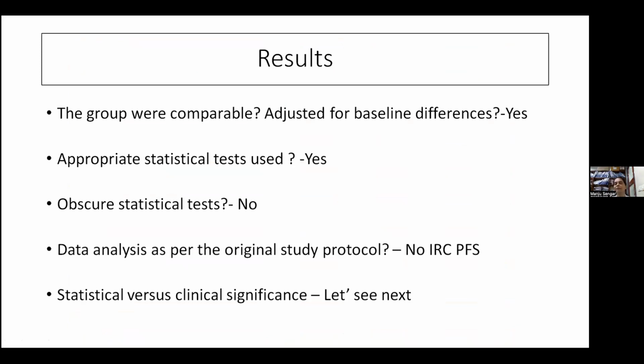And if they were not comparable, has the final analysis accounted or adjusted for all these differences or not? Were there appropriate statistical tests, or were there any obscure statistical tests? Because if there are obscure statistical tests, it should raise your antenna to ask whether something different is going on just to make the study look positive. Data analysis as per the original study protocol.